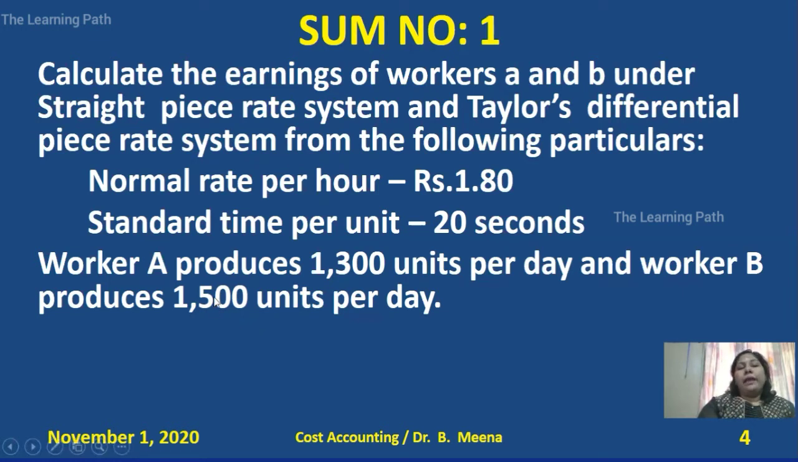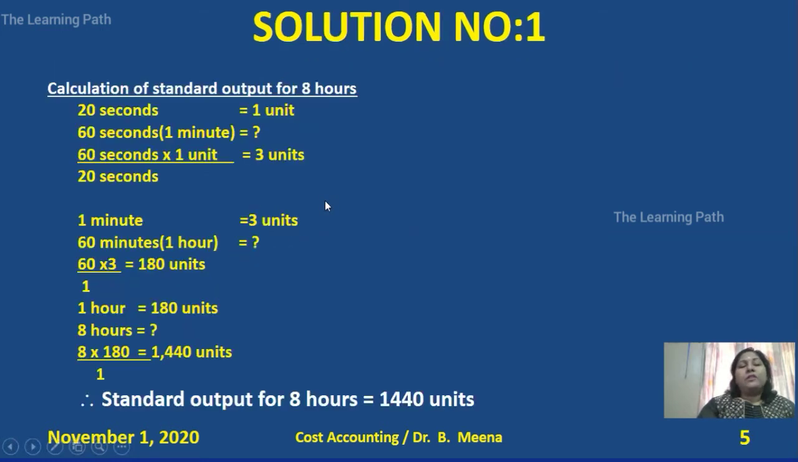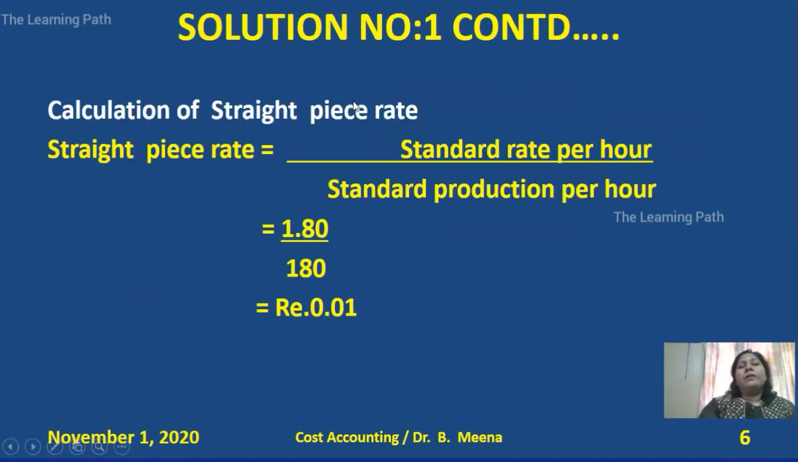Okay. And then 80 percentage of piece rate, 120 percentage of piece rate. But the piece rate is not directly available in the problem. For calculating the piece rate only, this information is given. That is normal rate per hour. So our calculation must be soon after calculating the standard output for 8 hours. My calculation will be to calculate the straight piece rate.